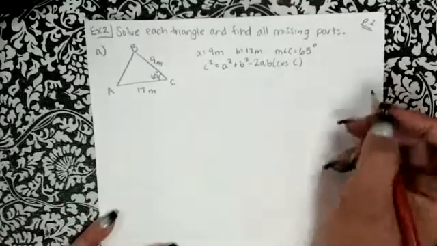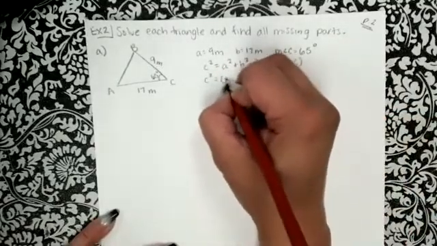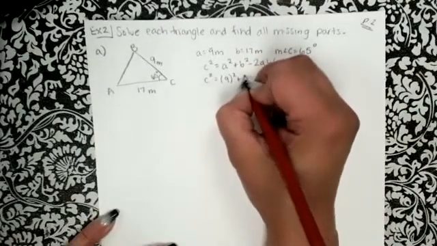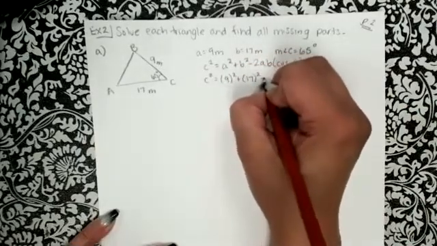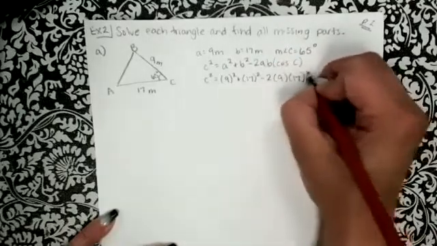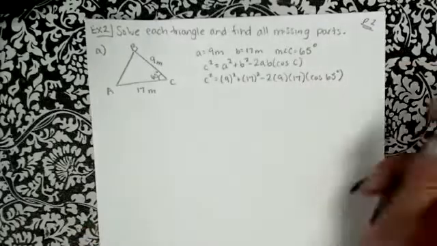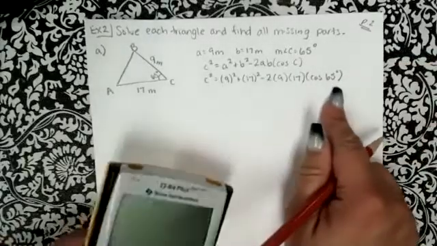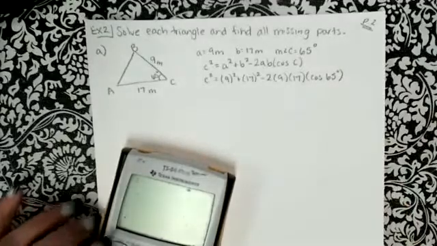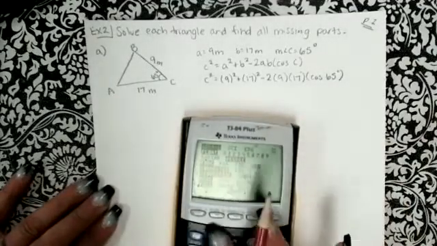I'm going to plug in everything I know. I don't know what C squared is. A squared is going to be 9 squared. B is 17 squared, minus 2AB, and then I have a cosine of 65 degrees. I'm going to type that in my calculator exactly the way it is because my calculator will do the order of operations for me. Make sure you're in degree mode.